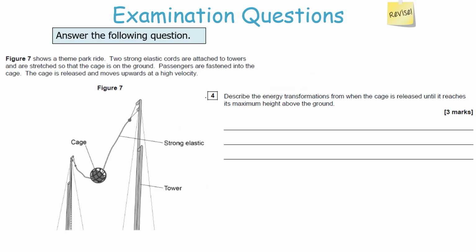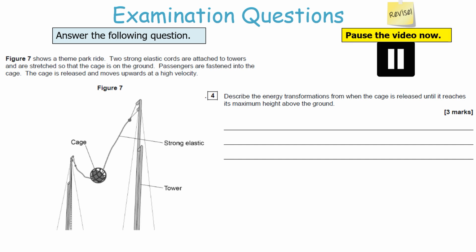The next question says figure 7 shows a theme park ride. 2 strong elastic cords are attached to towers and are stretched so that the cage is on the ground. Passengers are fastened into the cage. The cage is released and moves upwards at a high velocity. So firstly, describe the energy transformations from when the cage is released until it reaches its maximum height above the ground. So pause the video now, then unpause the video when you want to go through your answer.